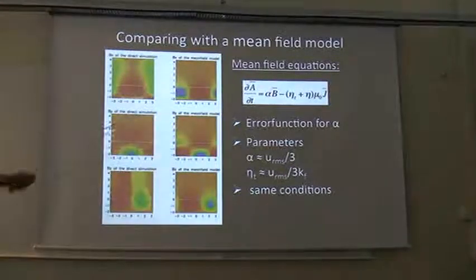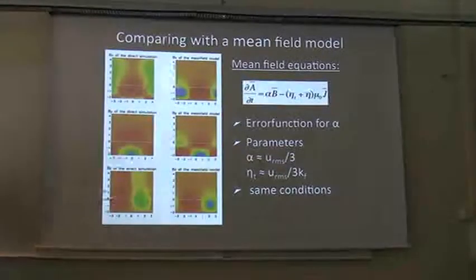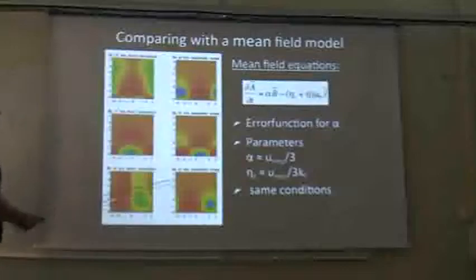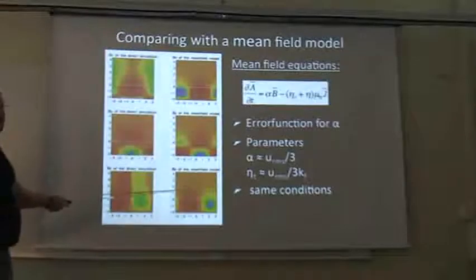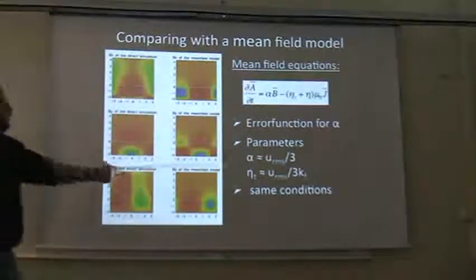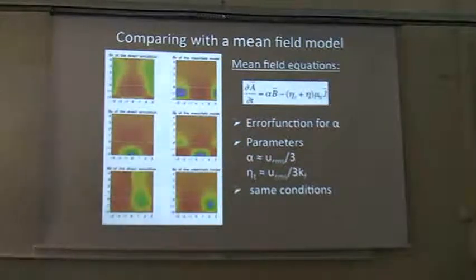The idea was that you produce a dynamo here because of the forcing, and you want to produce a dynamo in the upper layer because of the alpha effect. So for alpha you use the error function, and for URMS you use the value which is the same in the upper part and the lower part.